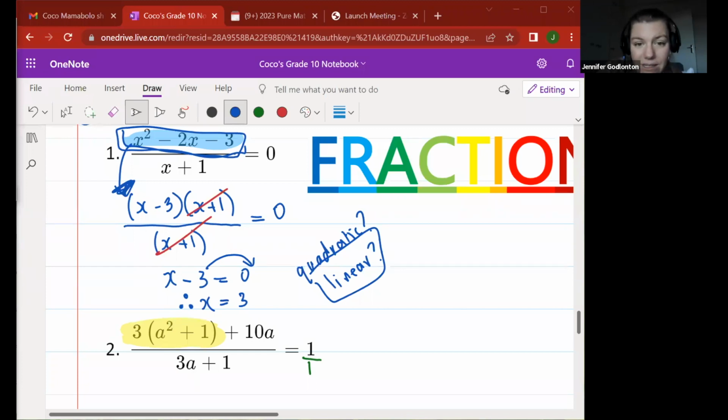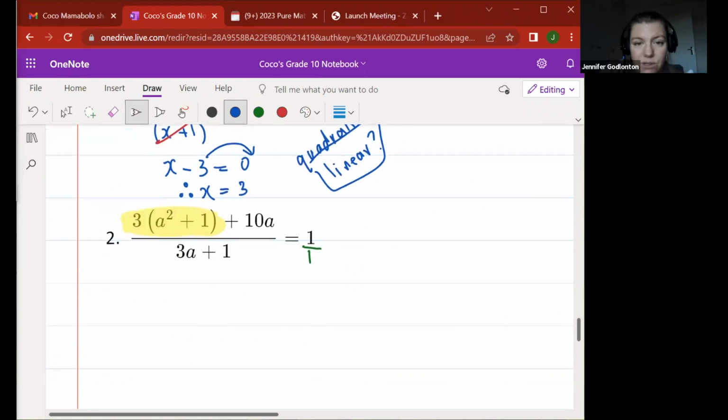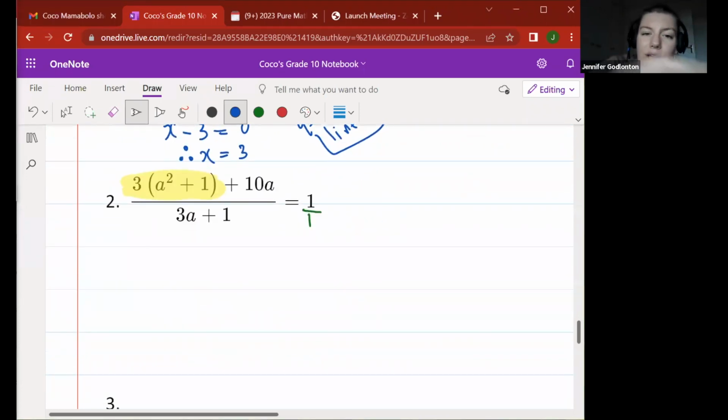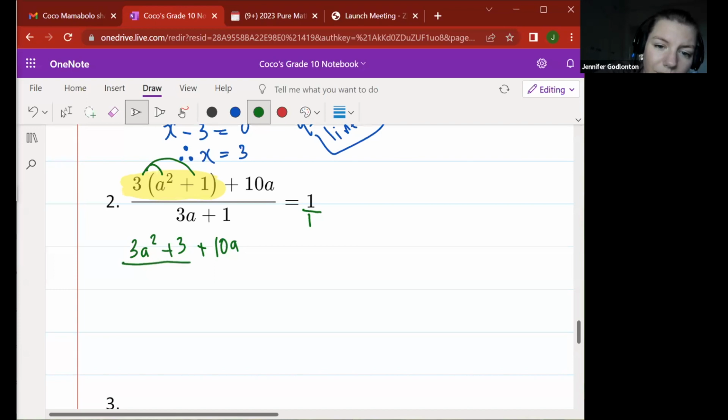Yes, I'm seeing some great suggestions here in the chat about what to do with this 1. The first thing I'm going to do is my distribution over here. I'm going to multiply this 3 into both of those. So I'm going to get 3a squared plus 3, and then I've got this plus 10a, and all of that is over 3a plus 1, and that's equal to 1 over 1.